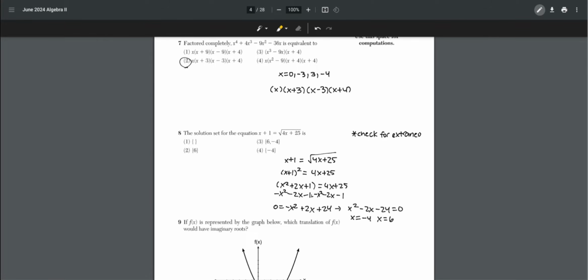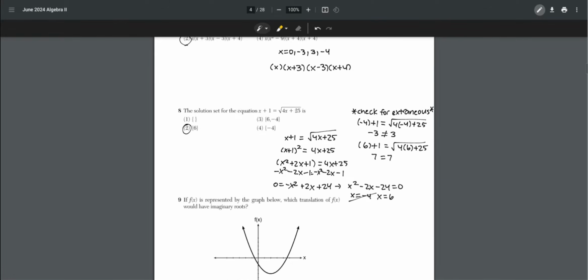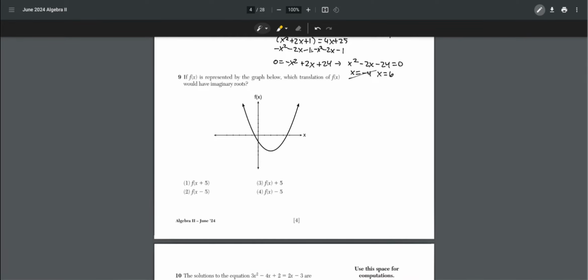Then we check for extraneous solutions. All you have to do is substitute the values of x we found into the original equation. As you can see, negative 3 is not equal to positive 3, but positive 7 is equal to positive 7, which is choice 2. Number 9. If f of x is represented by the graph below, which translation of f of x will have imaginary roots?